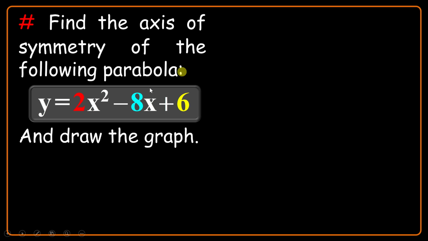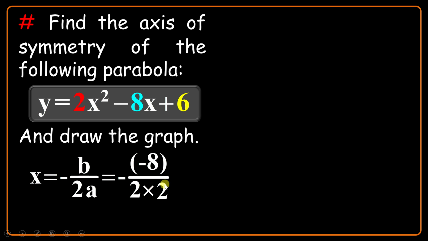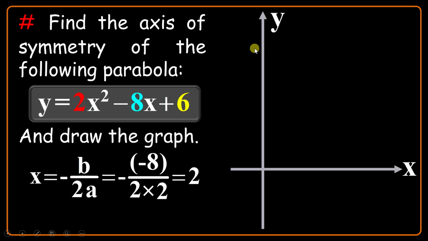Find the axis of symmetry of the following parabola. Y is equal to 2x squared minus 8x plus 6, and draw the graph. Okay, I told you axis of symmetry will have the x value of negative b over 2a. b is negative 8 here. I substitute in numerator, and then for denominator I have 2 times a. a is 2 here. The answer is 2. So in the coordinate system I should put the vertical line of symmetry exactly where it passes through x equals 2.